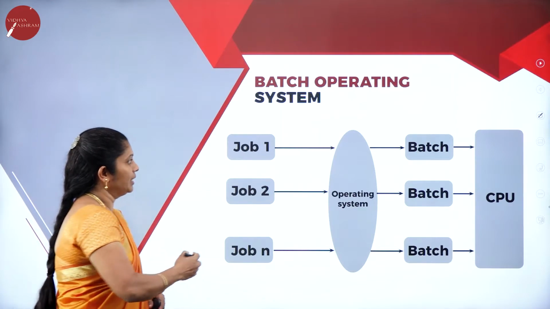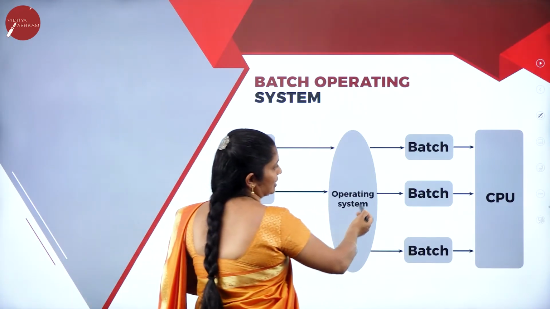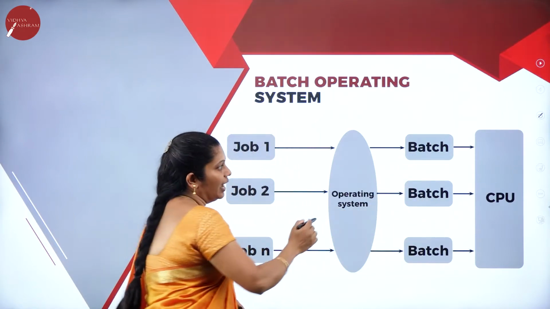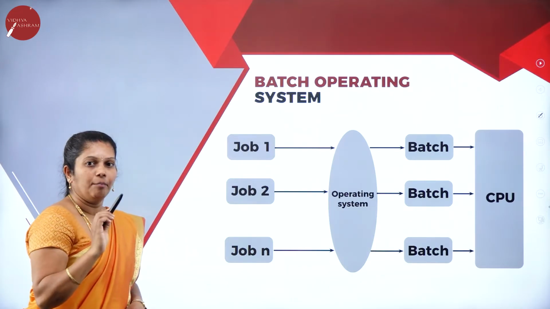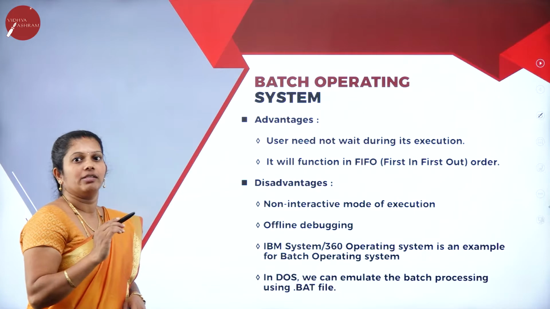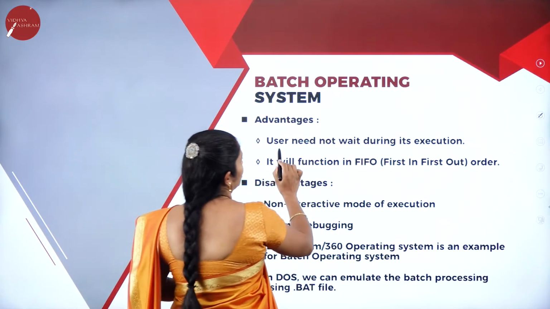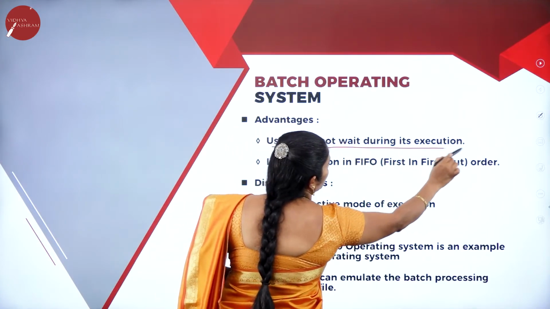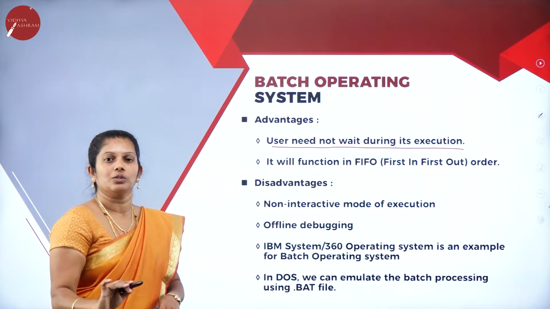When you come to batch operating system, see job 1, job 2, job 3. The operating system will make the related batch, and then it will be processed on the CPU. That is nothing but batch operating system. In batch operating system, we have some advantages as well as disadvantages. Among the advantages, the user need not wait during execution. There is no interaction of the user at all.